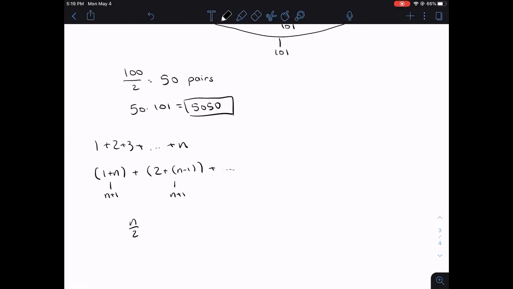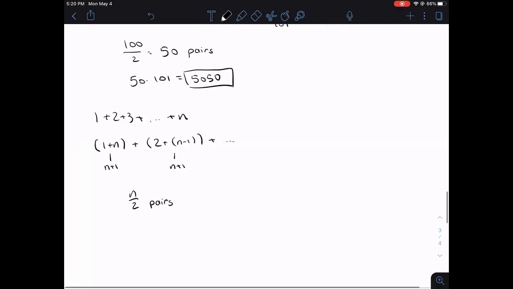However, we can simply put n over 2 always, because even if n is odd, the middle number that doesn't have a pair is equal to n plus 1 over 2. So you can try to convince yourself why odd numbers work as well. But there are n over 2 pairs, and each has a sum of n plus 1. So we just multiply them together, and we get n times n plus 1 over 2.